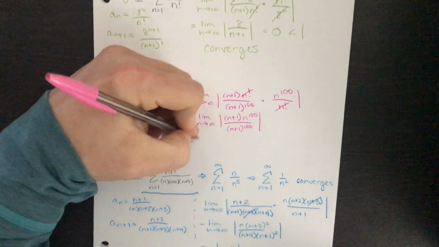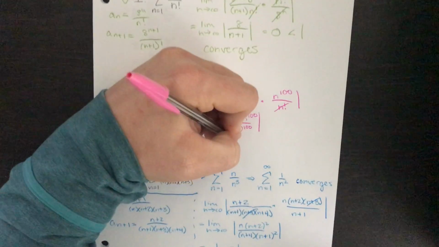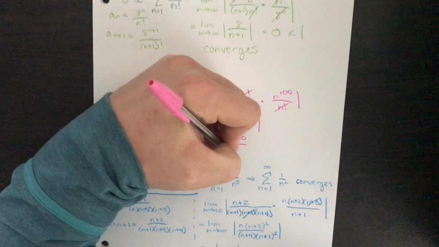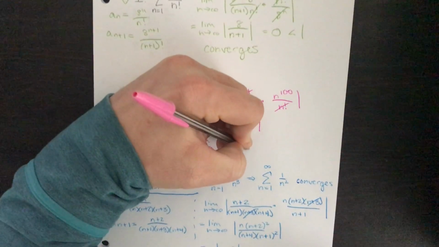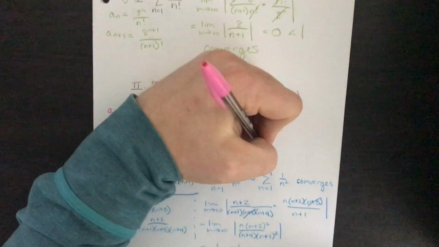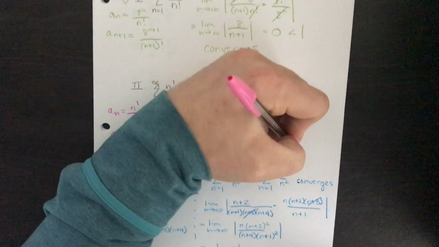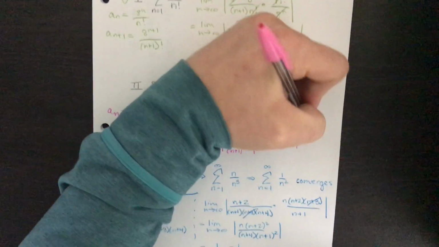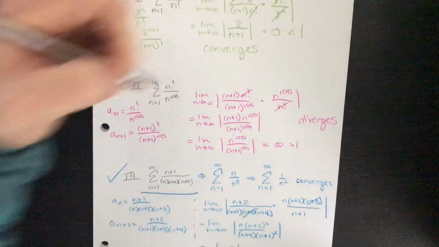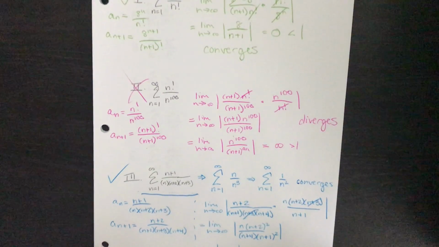That's the method I'm going to use so that I can clearly show that the power on top is bigger than the power on the bottom. 100 is bigger than 99, so this limit is going to infinity. So that's greater than 1. Therefore, this series diverges and is not a convergent series.